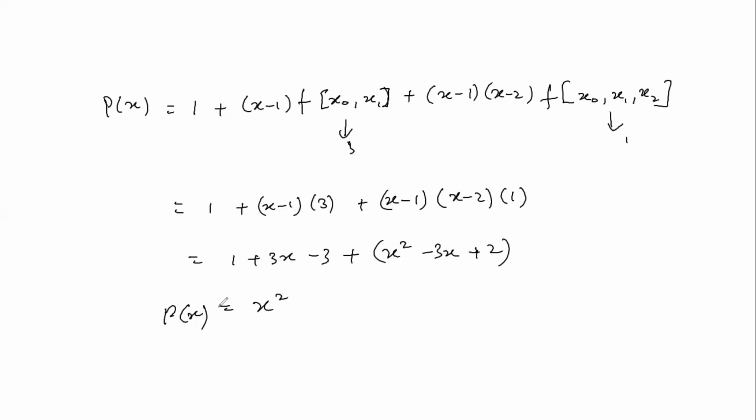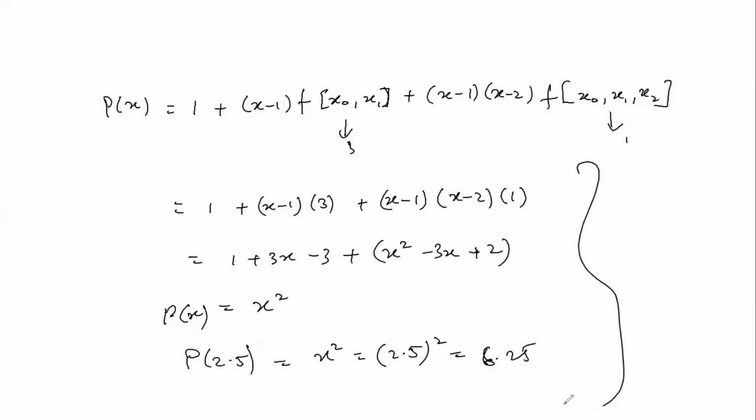And this is the same result we got when we used the Lagrange, right? And should we estimate P of 2.5? So we're going to get x squared, which will be 2.5 squared, which is 6.25, sorry. Now, hope you see how we are able to provide an approximation by developing a suitable model that fits the data. Is this clear?